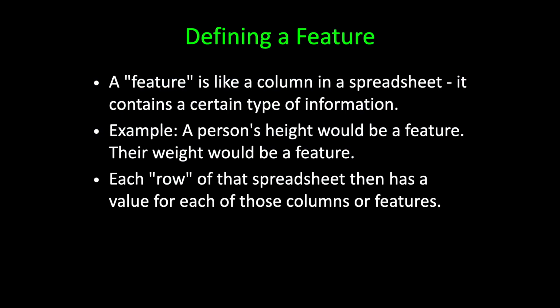You can think of a feature like a column in a spreadsheet. It contains a certain type of information. We have rows and columns in spreadsheets. We might store a person's height. That would be a feature in a more generic context, not necessarily related to cybersecurity. And their weight would also be a feature. Each of those would be a column in the spreadsheet, and then each row of that spreadsheet would represent a different person, and then have a different value for each of those columns or features.